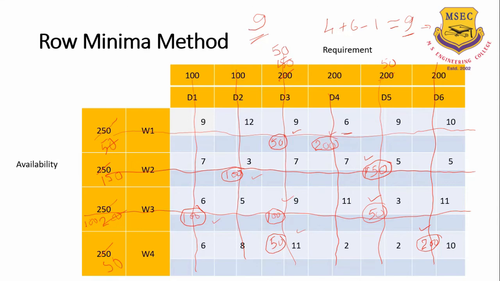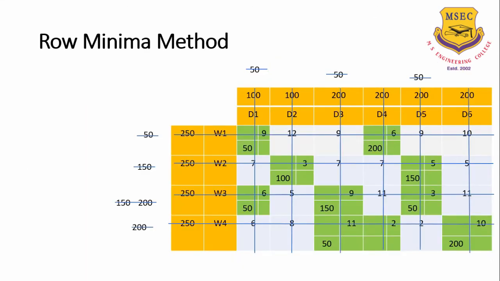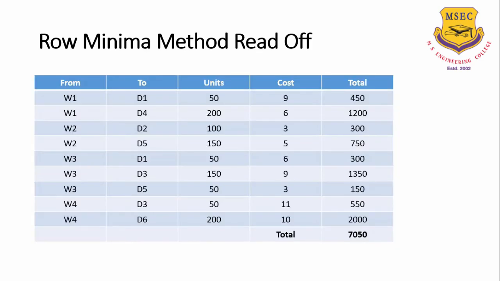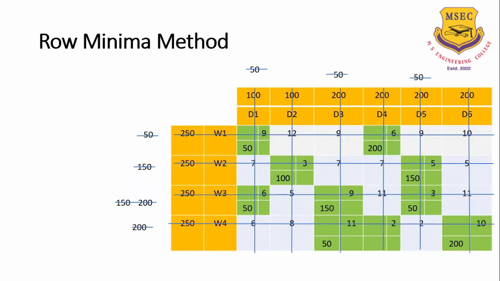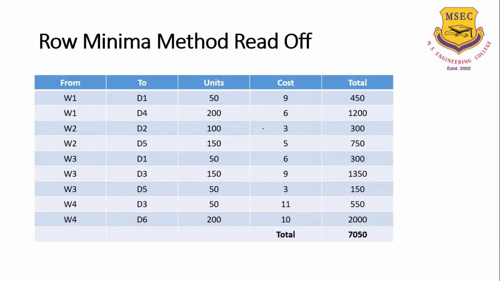So the next slide. We see what the assignments that have taken place are, recorded in a neat format here. The final step is the read off for the row minimum. So from W1 to D1, what has been transported is 50 units. So as you can see, it is 50 units and the transportation cost is 9 per unit. So 50 units into 9 will get you 450.